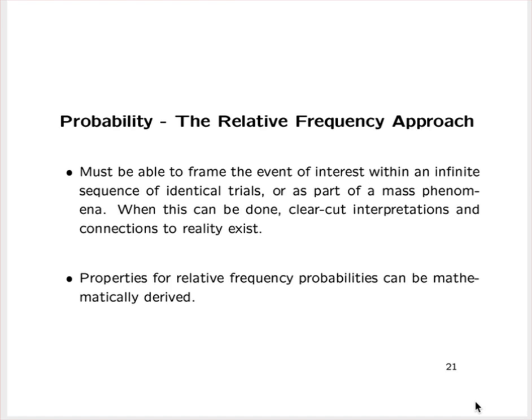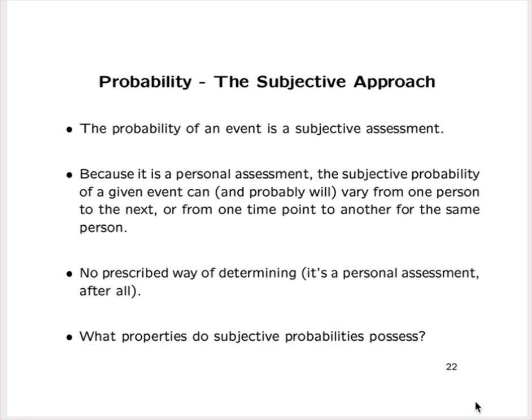So, classical probabilities, relative frequency probabilities, and then the last type of probability is the subjective approach, or subjective probabilities. Under the subjective approach to probability, the probability of an event is a subjective assessment. It's a matter of opinion, so to speak. Because it's a personal assessment, the subjective probability of a given event can and probably will vary from one person to the next, or from one time point to another for the same person.